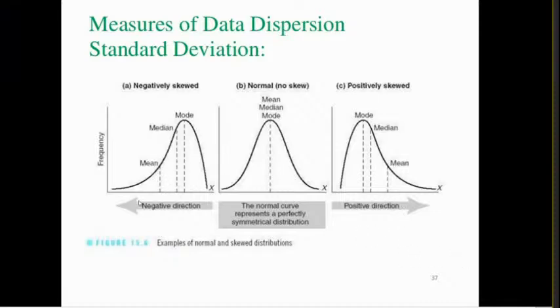Another kind of question is: for a negatively skewed curve, the mean is less than the mode value. For a positively skewed curve, the mean value is larger, the x value is higher than the mode value. It is an experimental output, and how to evaluate it. These kinds of questions are there.